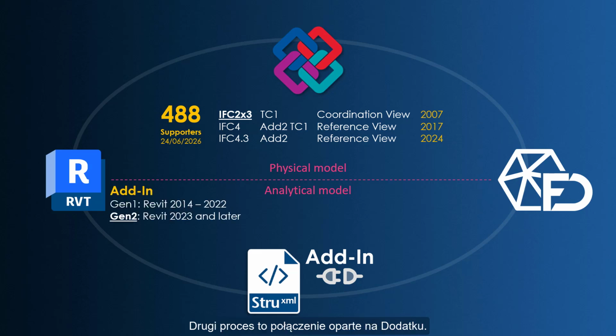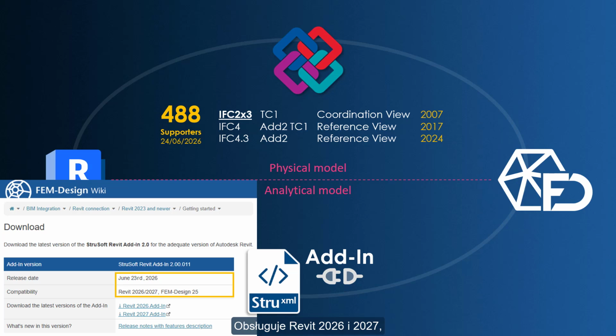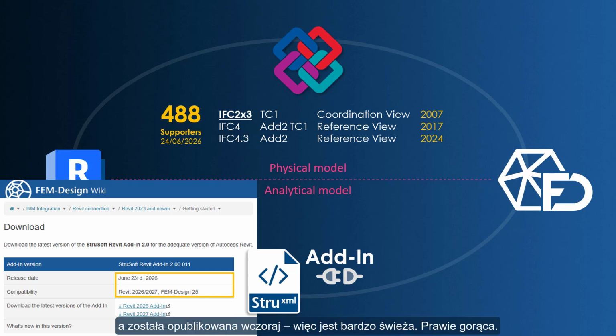The second workflow is the add-in based connection. It has existed for many years, but after Revit 2023, it had to be redesigned because Autodesk changed the analytical model concept in Revit. Today, I will focus on the current second-generation add-in workflow. Its latest release can be downloaded free of charge from the FEM-Design wiki. It supports Revit 2026 and 27, and it was published yesterday, so it is very fresh, almost hot. After installation, it appears directly inside the Revit user interface.